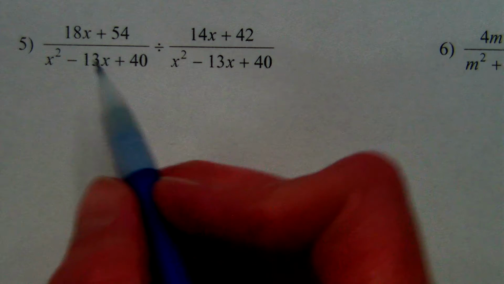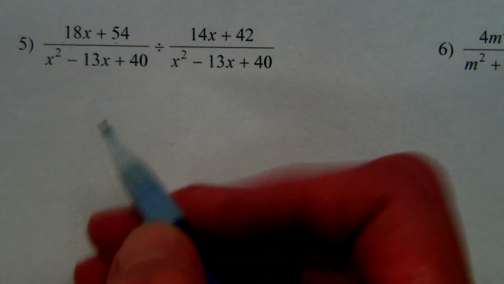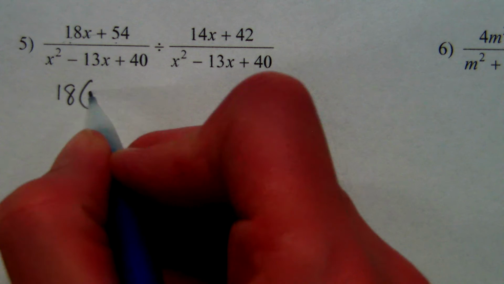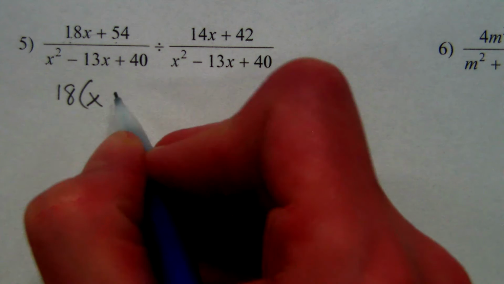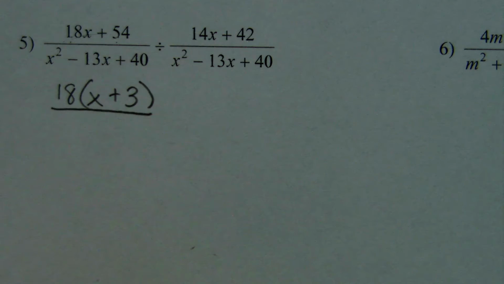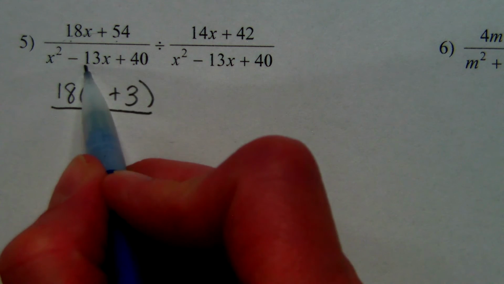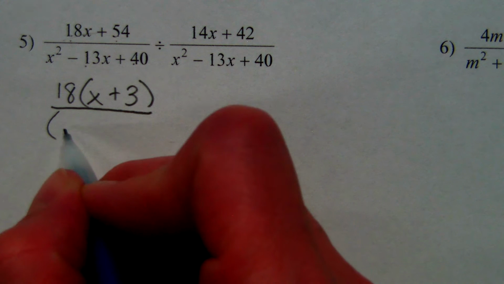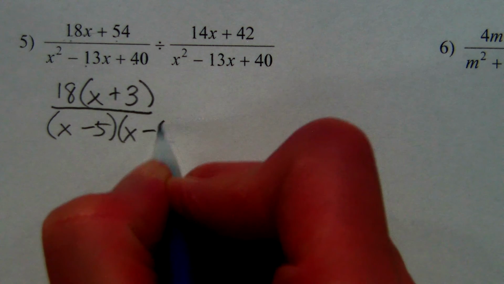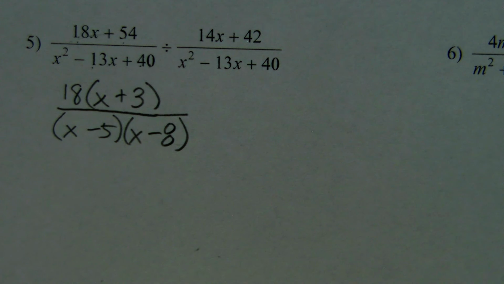All right, so I'm just going to go ahead and factor everything first, I guess. On this top part, I could take an 18 out of both. So I'd have 18 coming out, which should give me x plus 3. On the bottom, you would use the x, so it multiplies to make 40, adds to make negative 13, which is x minus 5 and x minus 8. And I didn't draw the x, but that's what I just did.